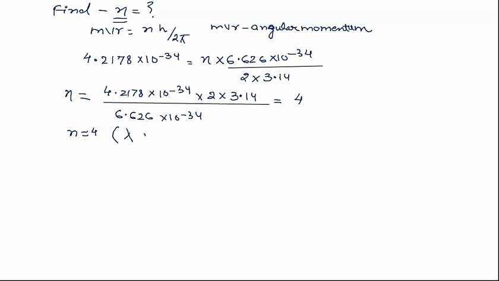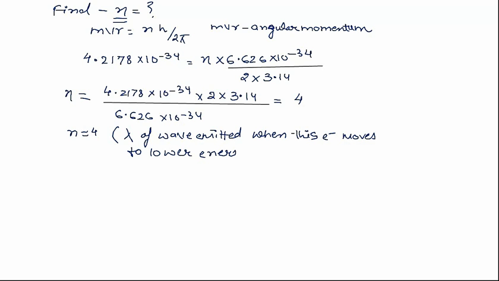Correct? Now what is our question? n is equal to 4. We have to find out the wavelength of wave emitted when this electron moves to the lower energy level, the next lower, right? It means it is going from 4 to 3, that is, this is our n2. Now can you find out the wavelength?